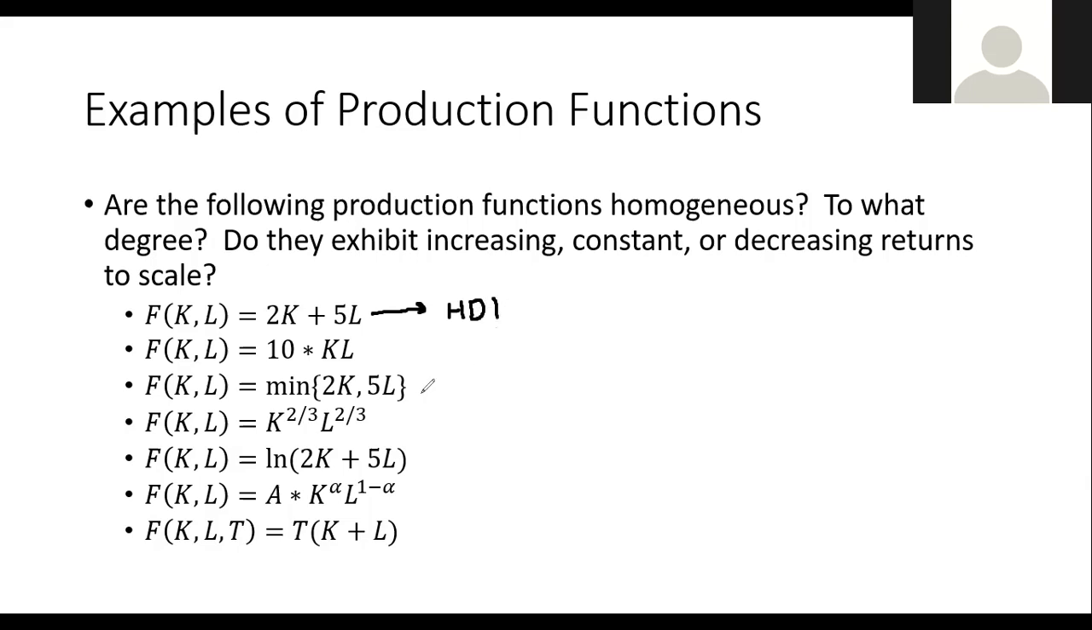Maybe it wasn't. It would be 4K plus 10L. That's double 2K plus 5L. So that's homogeneous of degree 1, which is also the same as constant returns to scale. Right? I'm going to assume if you say nothing, then you understand what I'm saying. This function is homogeneous of degree 1 and therefore has constant returns to scale.